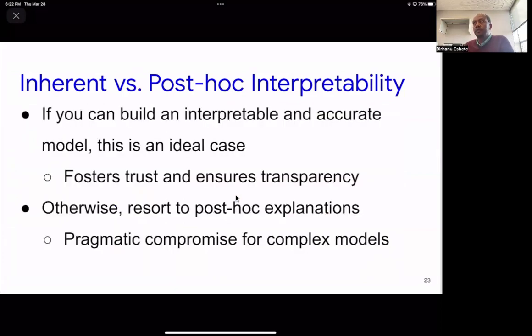So in summary, when we analyze inherent versus post-hoc interpretability, if you can build an interpretable and accurate model, that is the ideal case. You go for it, because this fosters trust and ensures transparency in the eyes of the user. But otherwise, you have no choice, you're going to resort to post-hoc explanations. And this is a pragmatic compromise that you have to make for complex models.